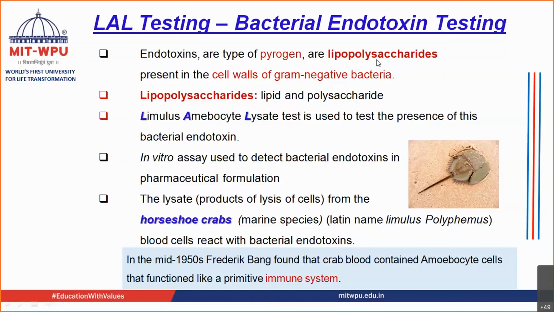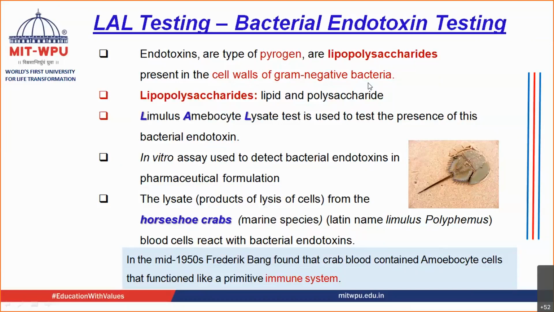Now, for the bacterial endotoxin test, we should first understand what is endotoxin. Endotoxins are lipopolysaccharides, and these lipopolysaccharides are present in the cell wall of gram-negative bacteria. These endotoxins are nothing but a type of pyrogen.